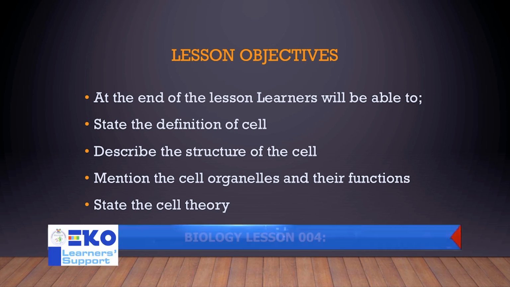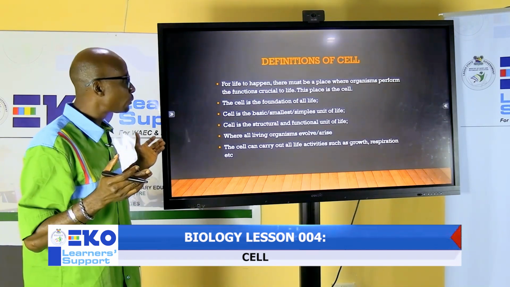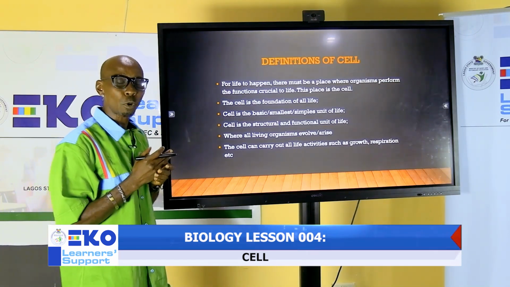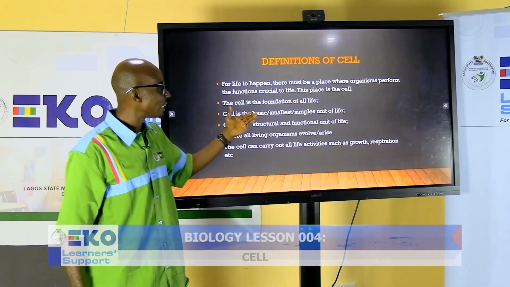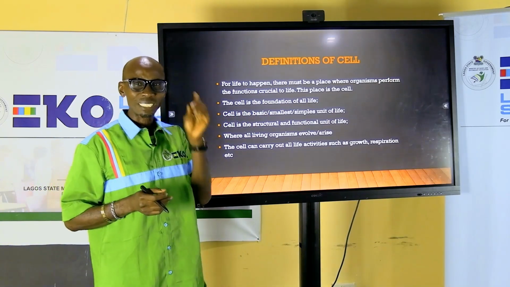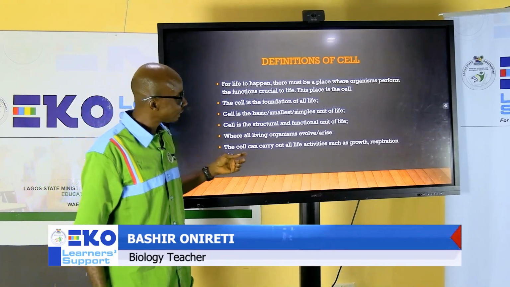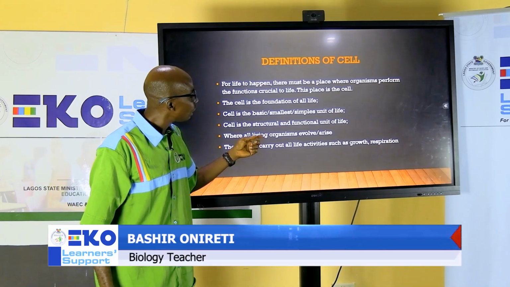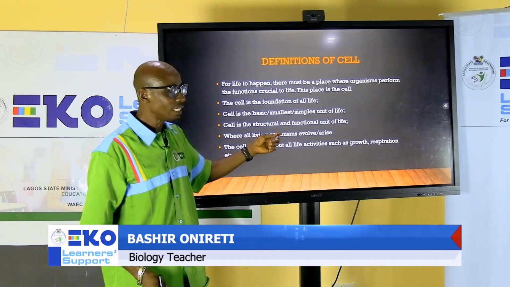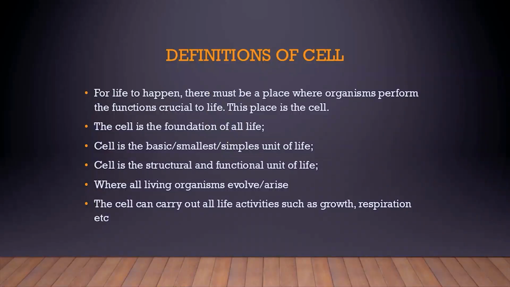Let's continue. I have different definitions here of the cell. You can pick any one you like, but the most popular definition is that the cell is the basic unit of life. But for WAEC and NECO, if you stop at "the cell is the basic unit of life," they give you 1 mark. You have to extend it: the cell is the basic unit of life where every living organism arises. Without cells, there won't be any living organism.